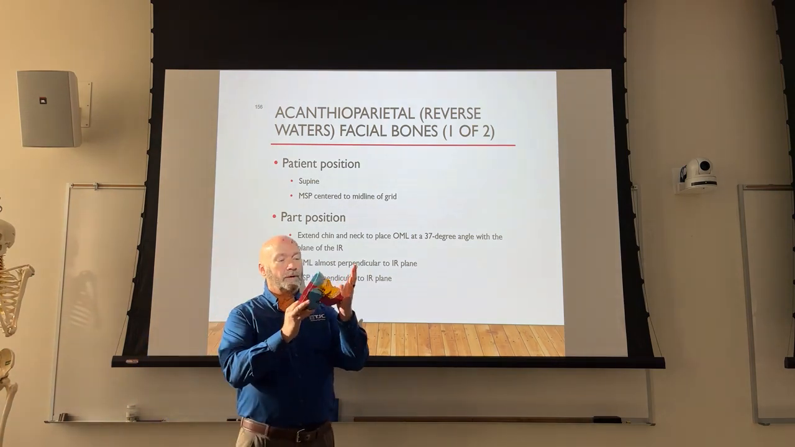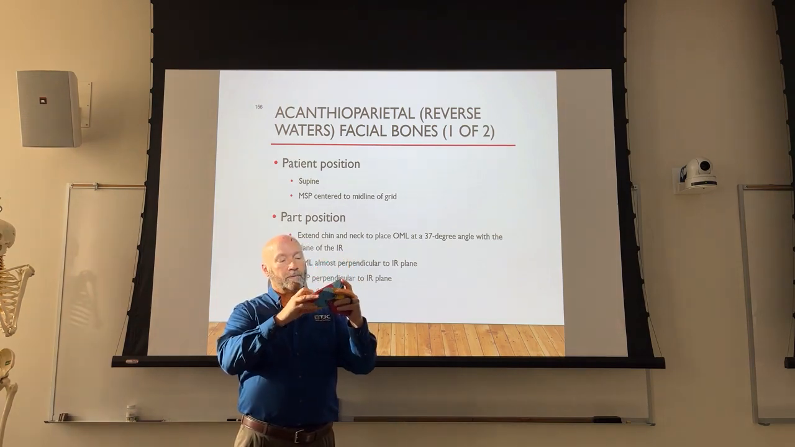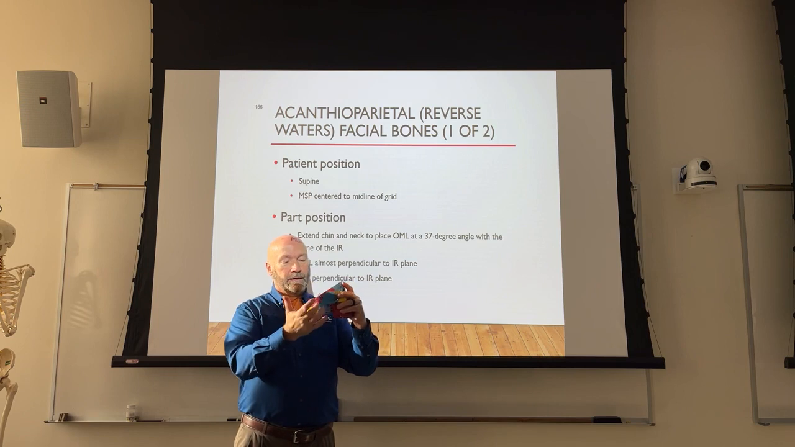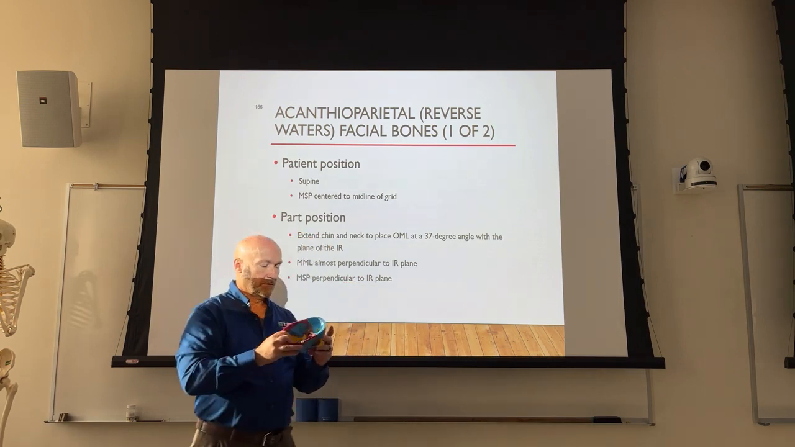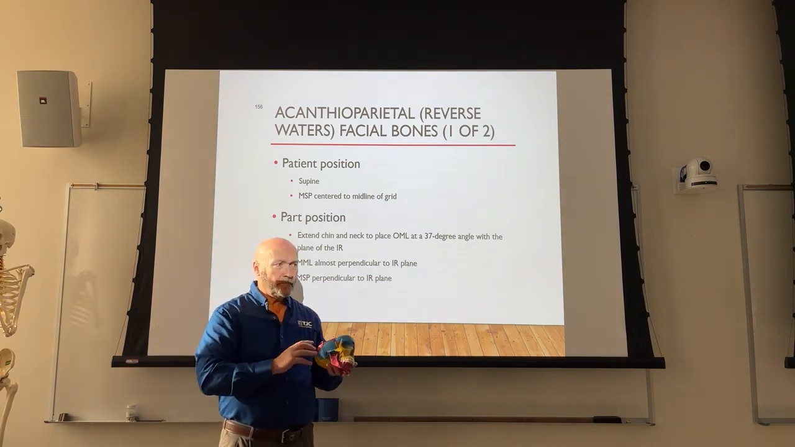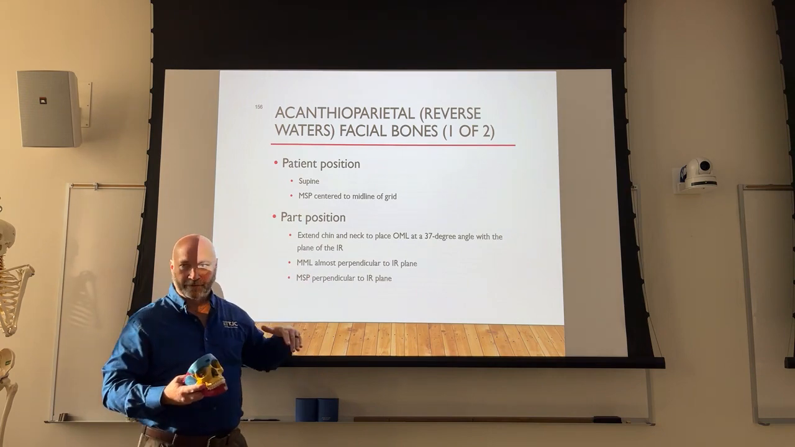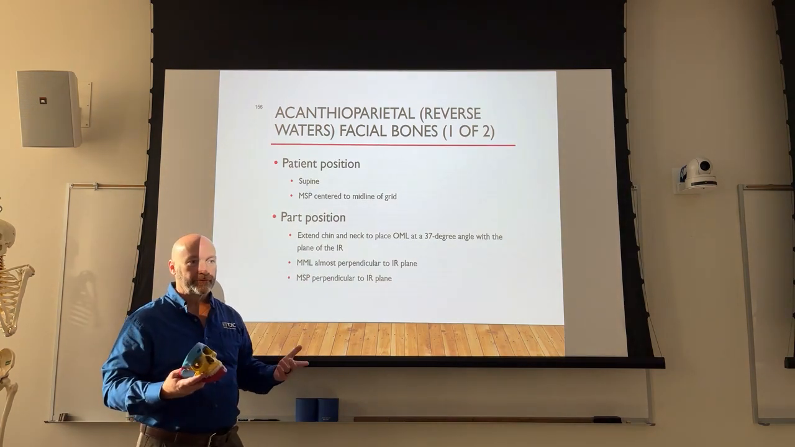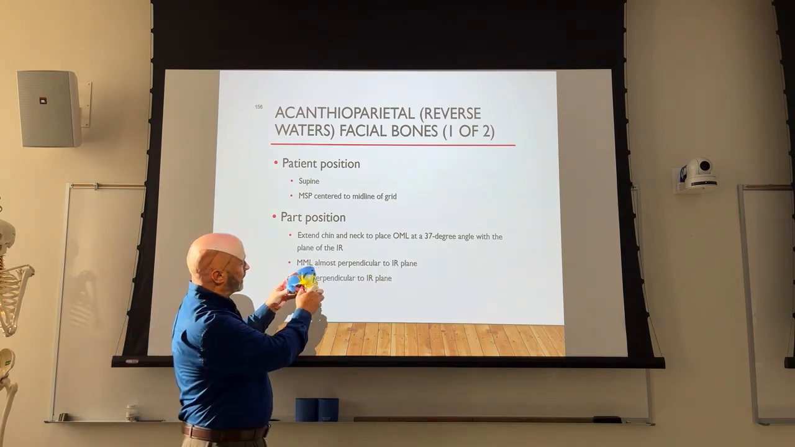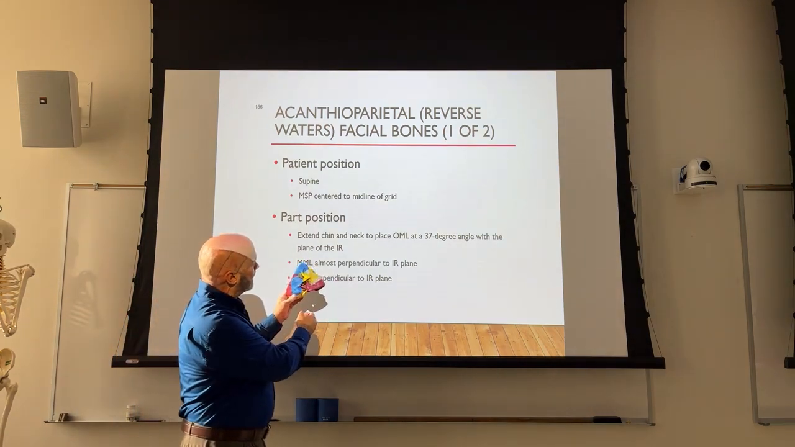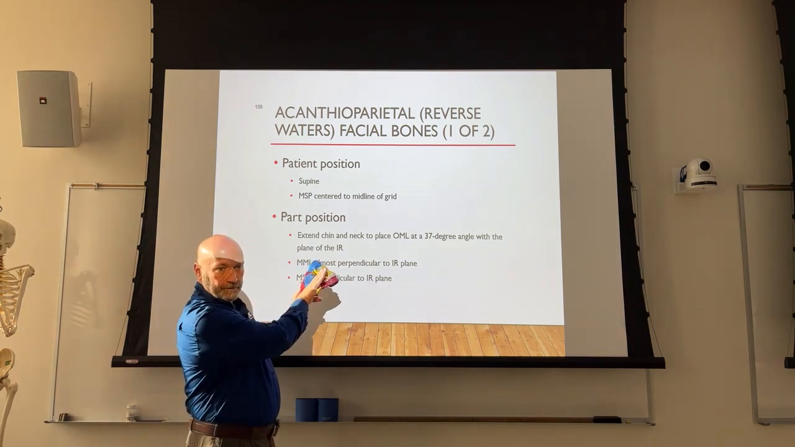All right, so again, nose and chin on the image receptor, and what that does is put the petrous ridges into the maxillary sinuses. So you might be thinking, what's the point of that? If we can see so much on the 37 Waters, why do a 55? And it's because of this. With the 37 Waters, we've got that kind of angulation, but the floor of the orbit is at a very steep angle.